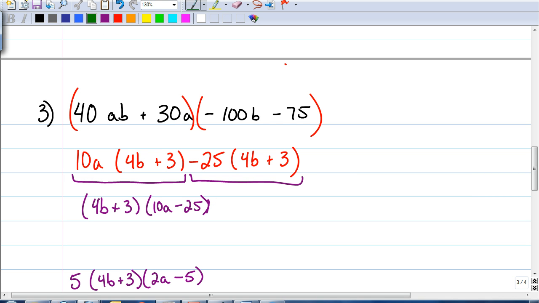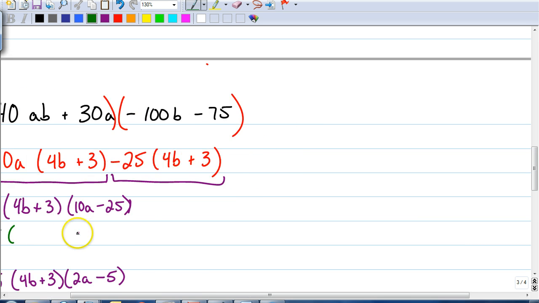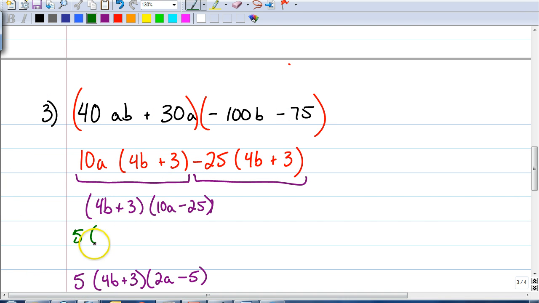see if there's anything that can be factored out. With the 4b plus 3, there's nothing I can factor out of there. But with the 10a and the 25, I can factor out a 5 from there. Now I'm going to put that 5 in front, even though it doesn't apply to the 4b plus 3 right now, because we're taking it from the 10a and the 25. So 10 divided by 5 would be 2a, and then negative 25 divided by 5 would be negative 5.